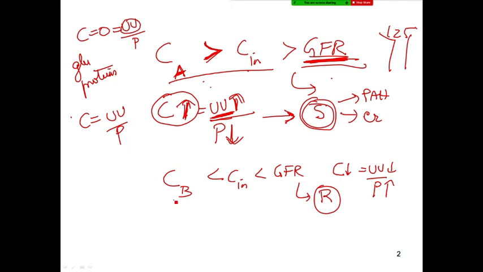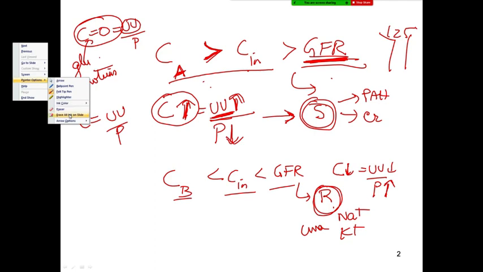If clearance of a substance is less than clearance of inulin, that means this substance was reabsorbed. Because if clearance is less, plasma concentration has increased. So it can be any substance which is reabsorbed: sodium, potassium, urea, etc. For glucose, clearance has to reach 0. Complete reabsorption. Okay? You got it, Janai?